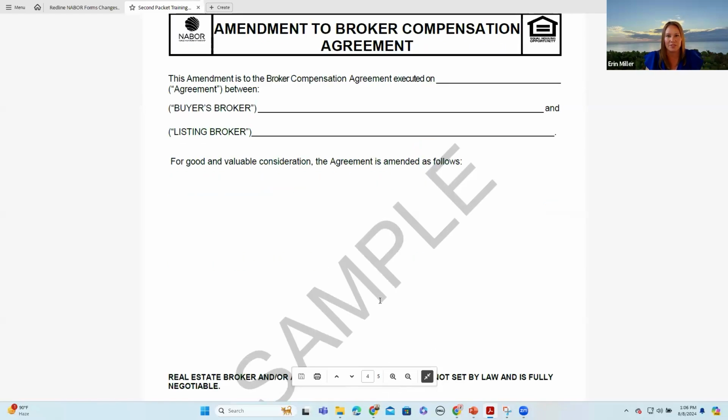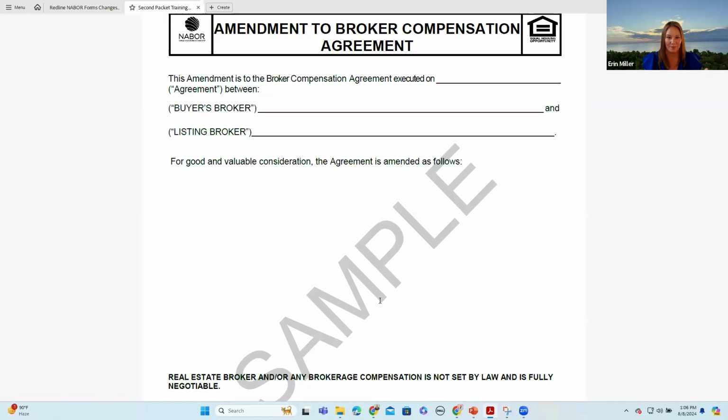Remember how I said that broker compensation form is the agreement between the listing broker and the buyer's broker as to compensation, because that offer of compensation is no longer going to be displayed on MLS. You would have a broker compensation agreement executed between the listing broker and the buyer's broker. To the extent that the brokers want to modify that agreement, we have an amendment to broker compensation agreement here.